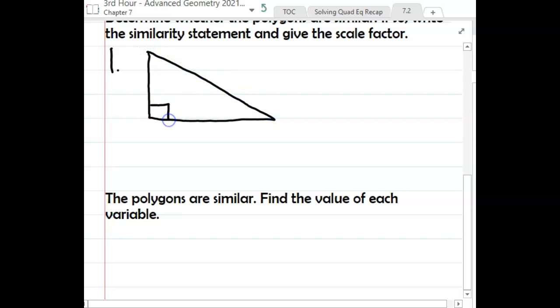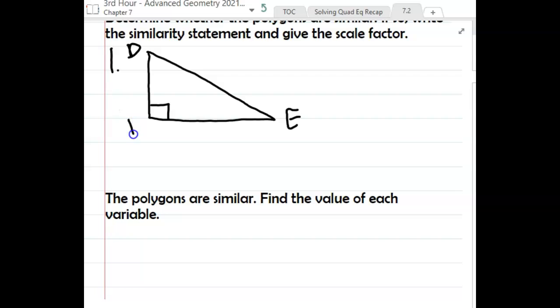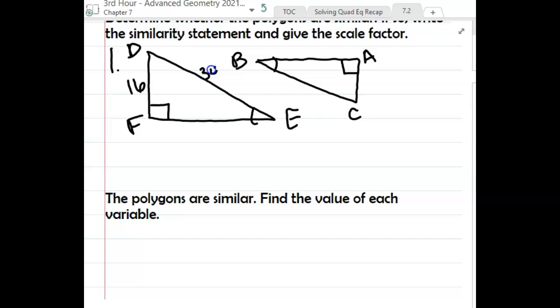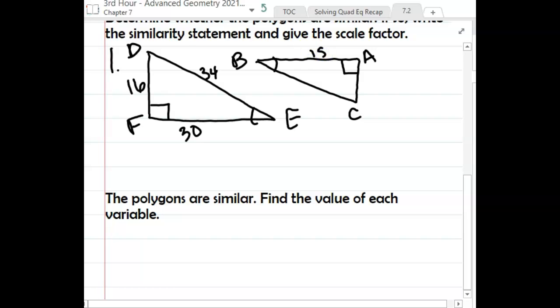Okay, we're going to keep the drawing simple today. So let's do a right triangle named DEF, and then another right triangle named ABC. Angle E is going to be congruent to angle B. DF is 16, DE is 34, FE is 30. AB is 15, BC is 17, AC is 8.